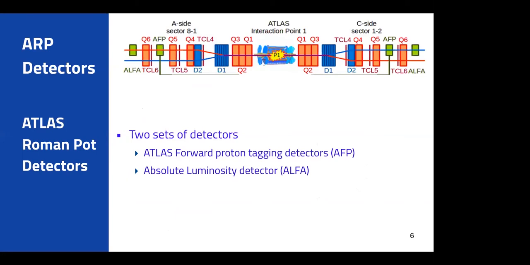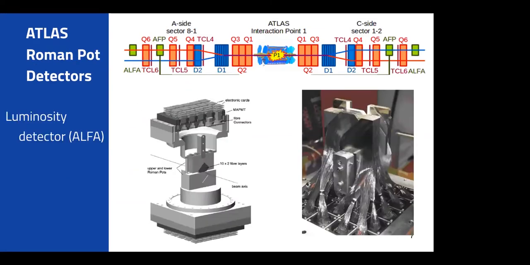So to start with, let me explain which forward detectors we have in ATLAS. We have 2 sets of detectors. This is the ATLAS detector, and about 200 meters from there we have the AFP, ATLAS Forward Proton Tagging detectors. And a little bit farther we have ALFA, the absolute luminosity detector. So the first one I will talk about is ALFA.